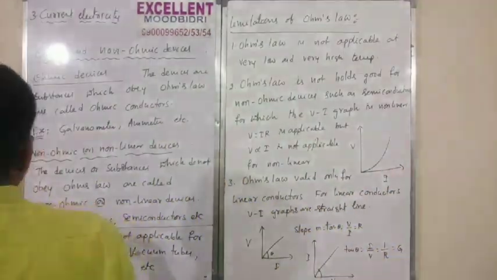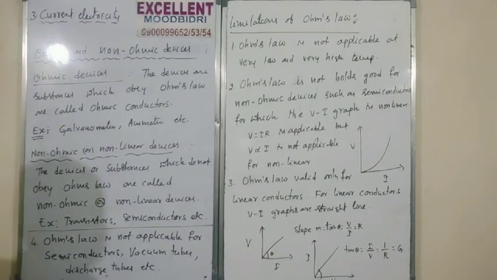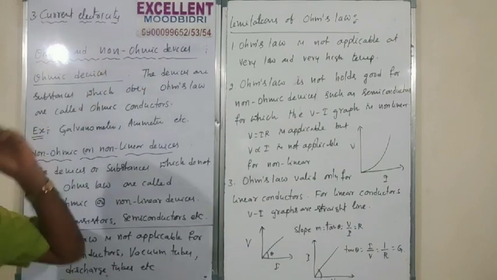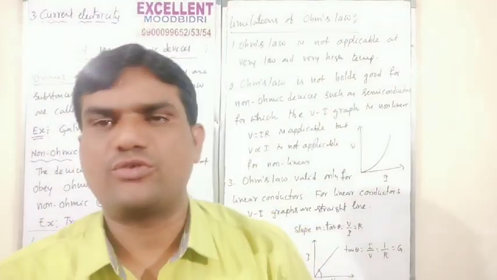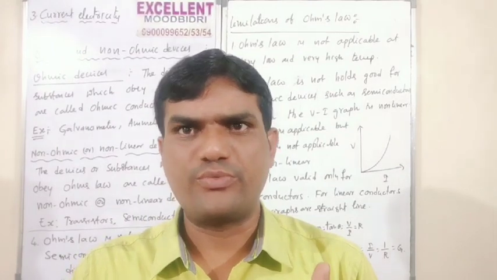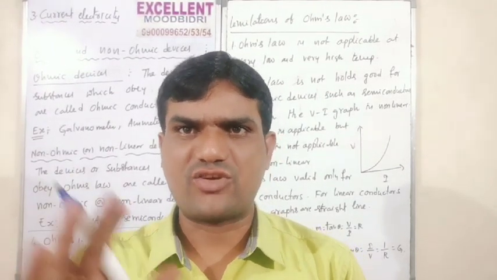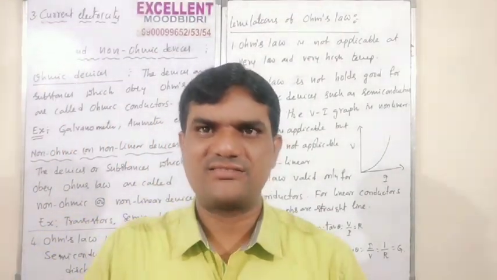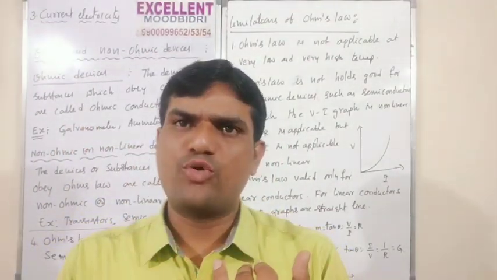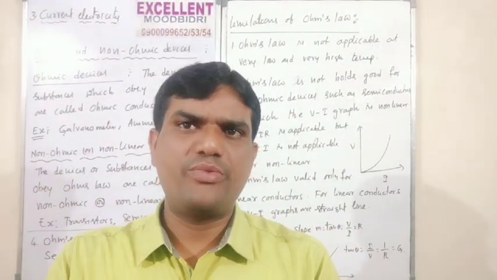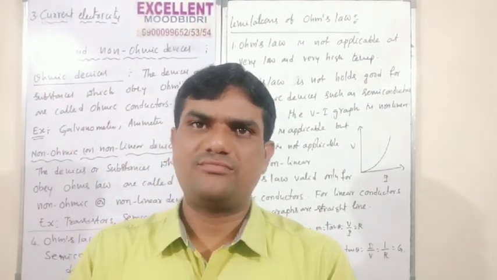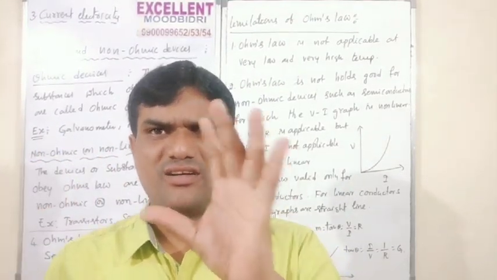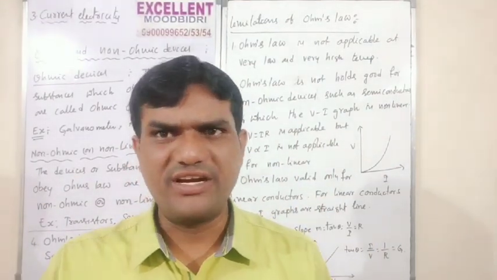Next, one more small question: what are ohmic and non-ohmic devices? Ohmic devices are those which obey Ohm's law, called ohmic conductors or linear conductors. Similarly, non-ohmic devices are those which do not obey Ohm's law, called non-ohmic conductors or non-ohmic devices.